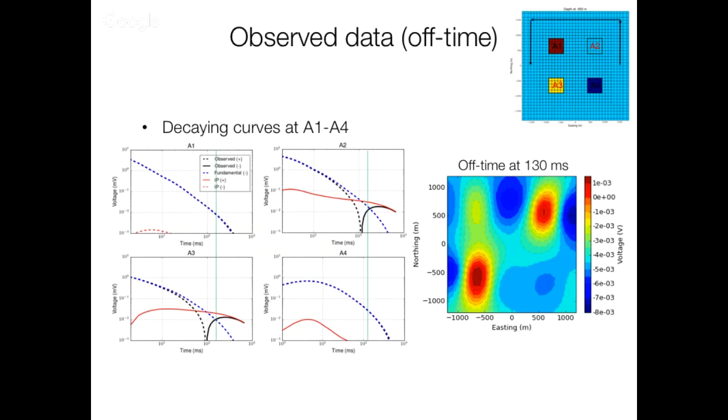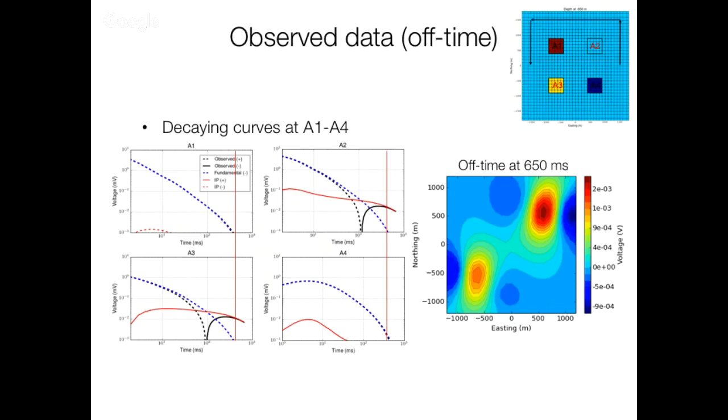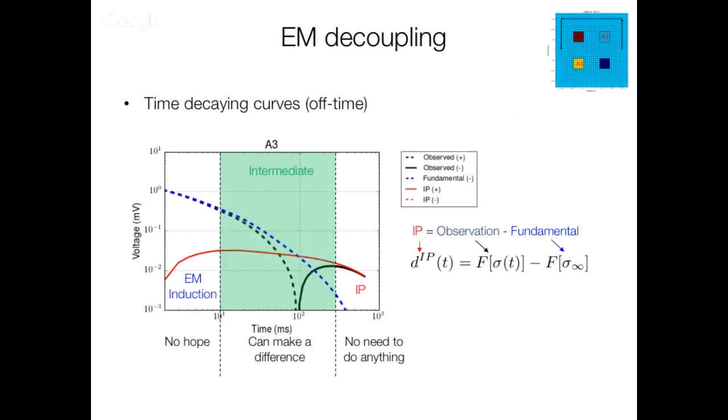And by the time you get to this point here, both of these are kind of shining up as IP targets. There's still looking to be something up here. And at really late time, then you're in good shape. You've got an IP target here and an IP target here. Okay, so that's sort of what we're seeing in the procedure.